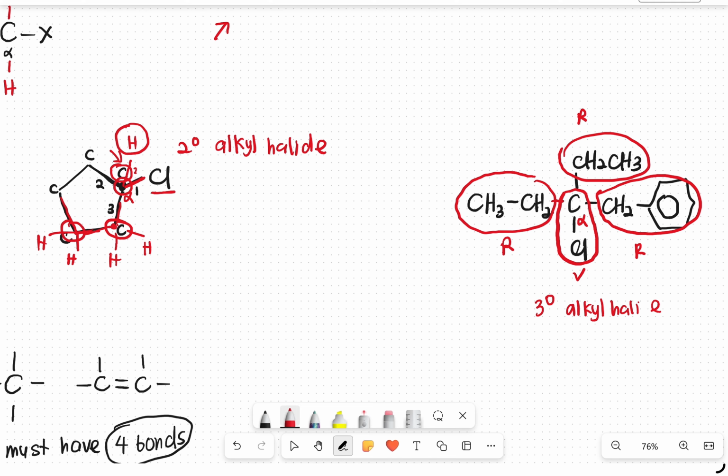Now, next we look at the preparations of alkyl halide.